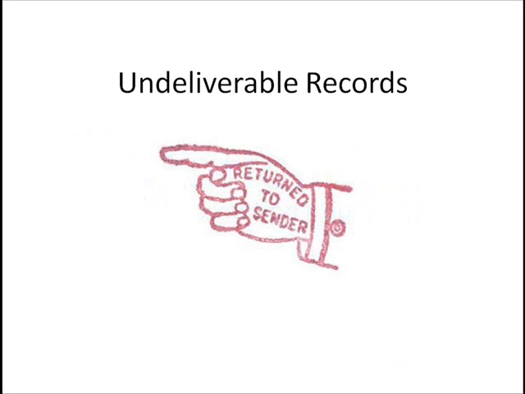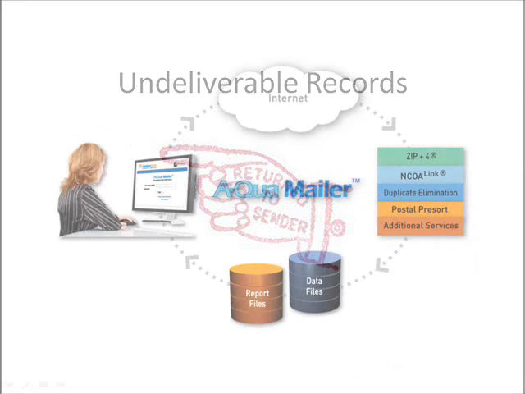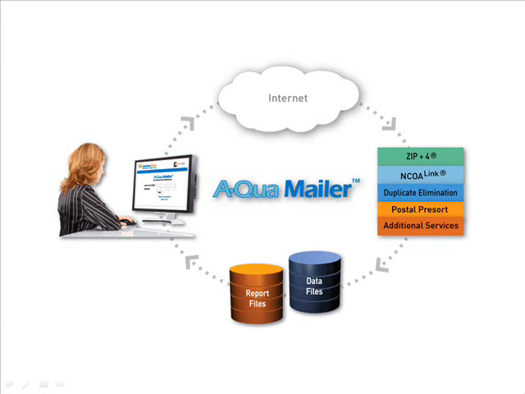As with any database, you may find that not all addresses are good quality deliverable records. Processing with Lorton Data can help you locate these potentially undeliverable records and assist you in correcting them or possibly removing them from your mailing list.